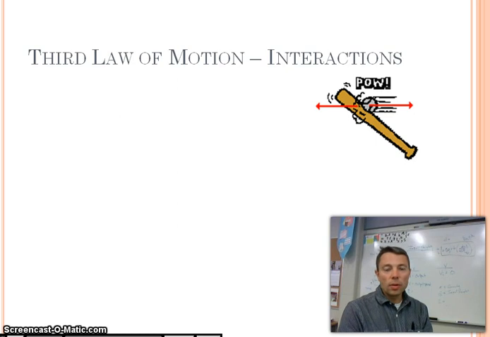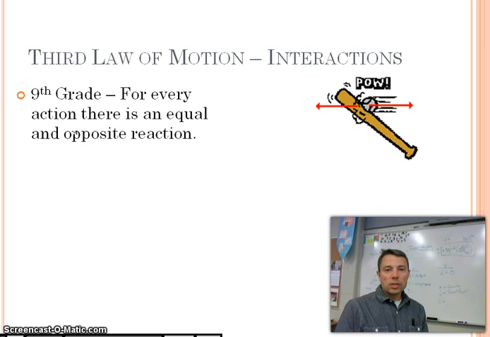Okay, last video of this topic set. This is our third law of motion now, and we're looking at interactions between objects. Again, I'm going to pull up our 9th grade definition. You might remember the way that we talked about it. We said that for every action there's an equal and opposite reaction.